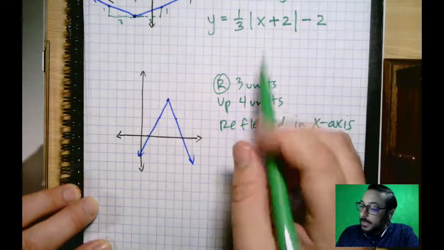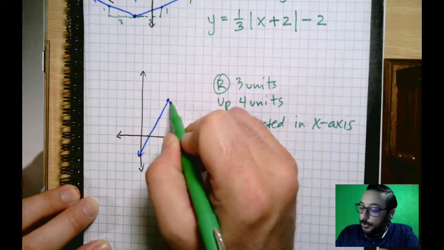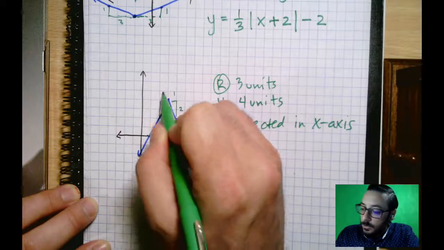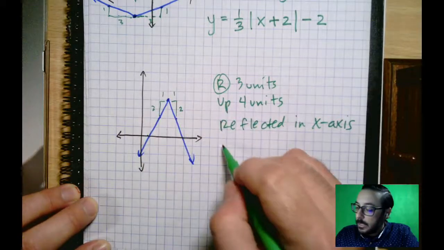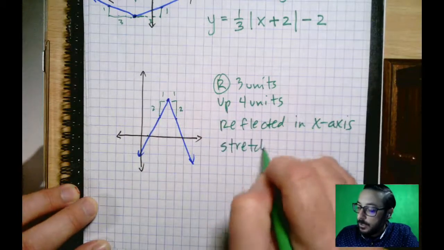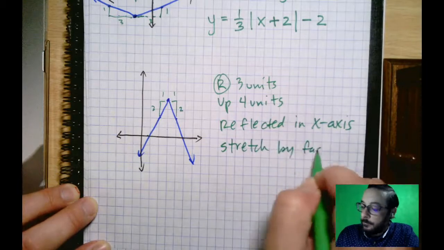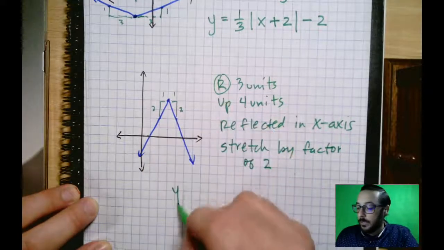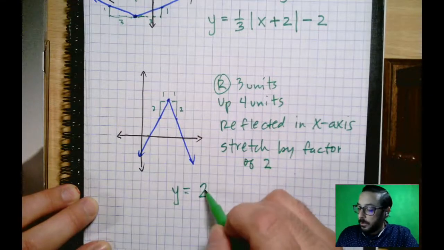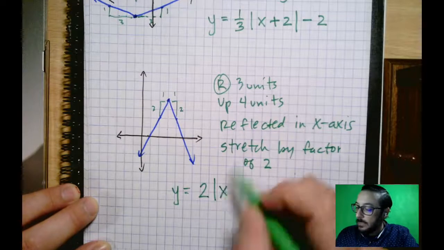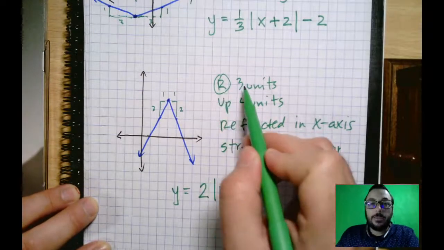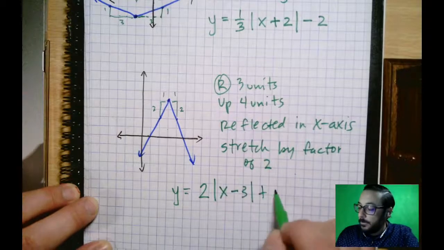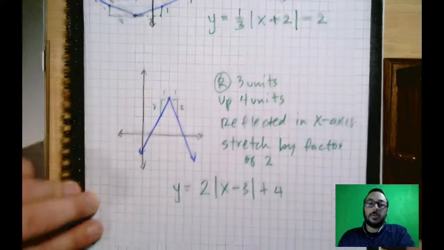And then let's look at our stretch. We can tell it's a little skinnier. This is a 1, a 2, a 1, and a 2, right? So that means there was a stretch by a factor of 2. Okay, so what is our equation? y equals 2 is our stretch, times the absolute value of x. It's to the right 3 units, so this has to be -3. And then up 4 units, and we are done.